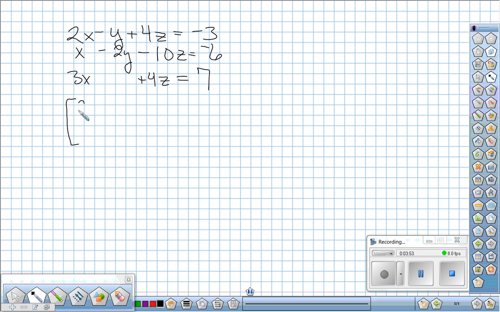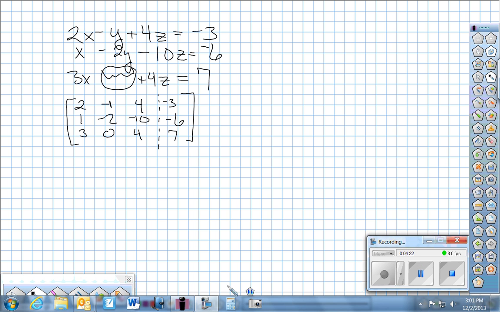So then when I write my matrix, I am just going to write the coefficients. So I have 2, -1. Make sure you pay attention to those signs. 4, then I make my little dashed or solid line. -3, 1, -2, -10, -6, 3, 0, 4, 7. The book is pretty good about leaving a big space here, and make sure you realize that that represents a 0y when we write it into matrix form.